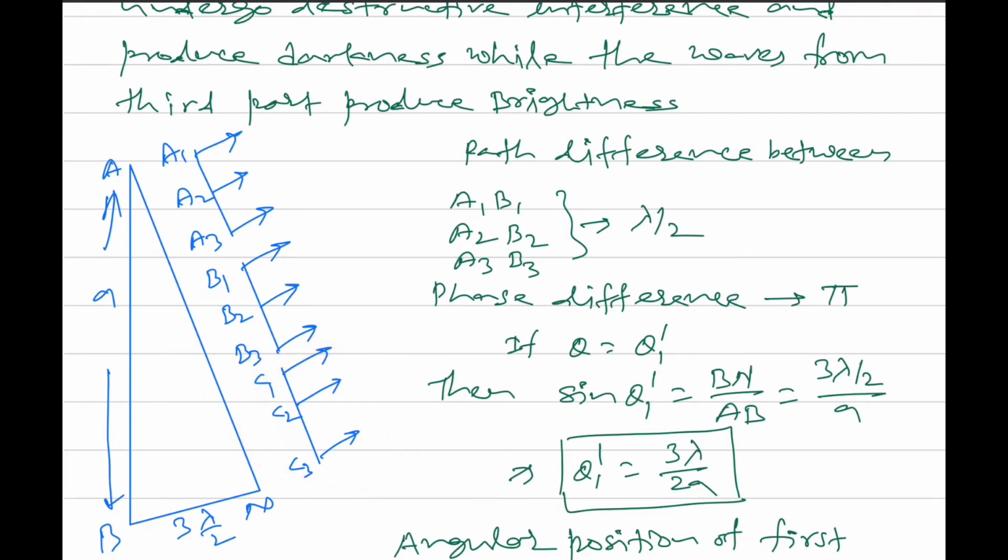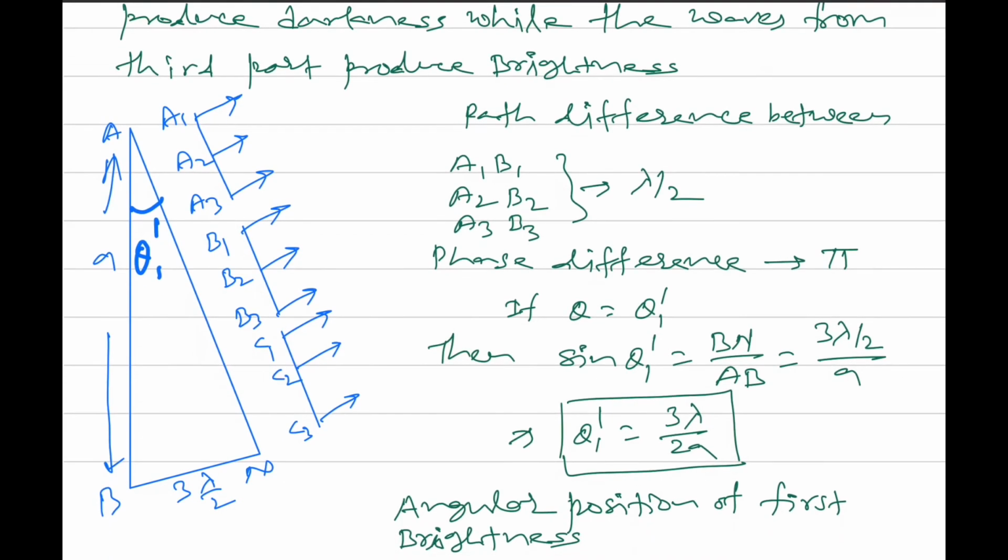If this angle is theta 1 dash, then you can see here sin theta 1 dash is equal to Bn upon AB. What is Bn? Bn is perpendicular and AB is hypotenuse. So Bn is equal to 3 lambda by 2 and hypotenuse is a. So theta 1 dash is equal to 3 lambda upon 2a. This is the angular position of first brightness. So if we see the formula of first and second dark, this is lying between them.